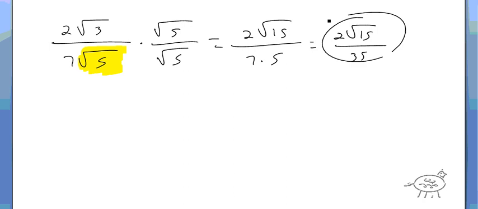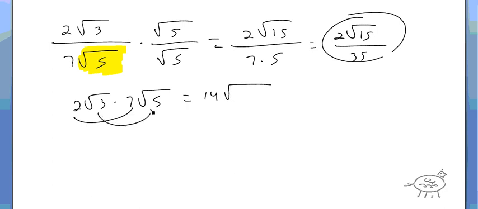Now guys, it's the same thing as with multiplying. Just like when I told you 2 root 3 times 7 root 5, you multiply 2 times 7 is 14, and root 3 times root 5 is root 15. That's my answer. I can only multiply the things inside the radicals together, and multiply all the stuff on the outside of the radicals together.